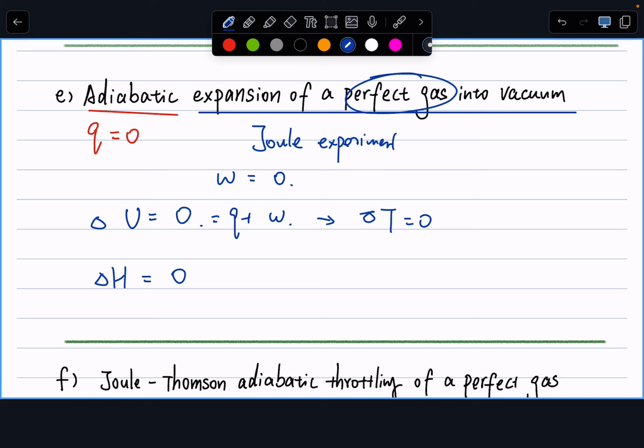All right, so referring back, I think I'm running out of time, but referring back to our original study, think about why the Joule coefficient equals 0 for perfect gas.